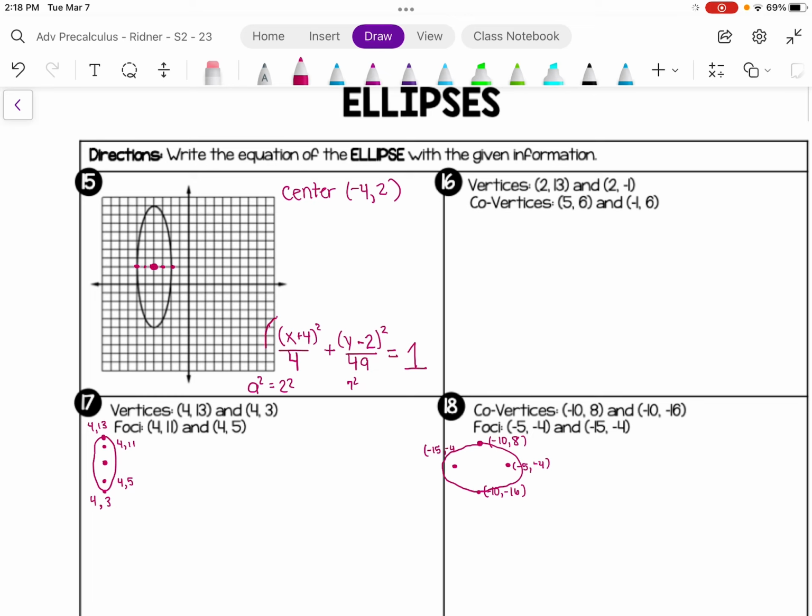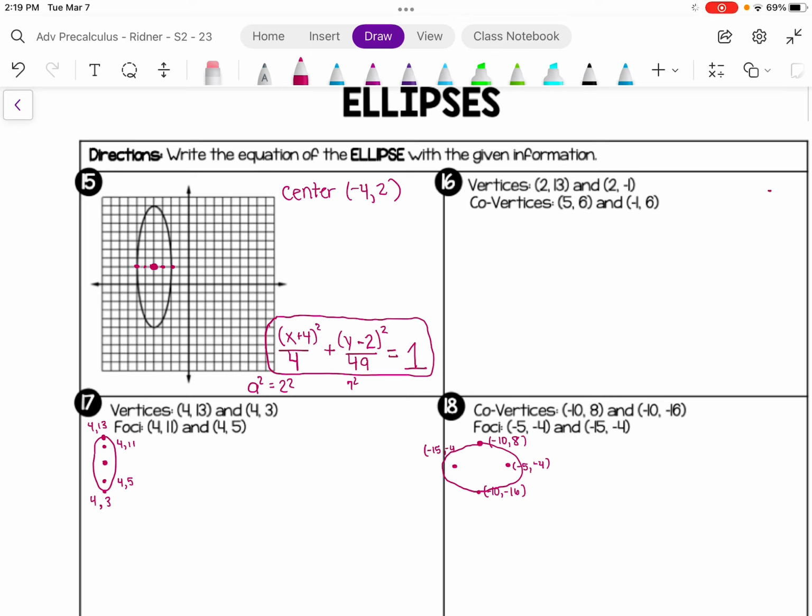And there's your equation. So looking at a graph is always the easiest. Look at the graph, write the equation, always the easiest. Okay. So vertices and co-vertices, same idea, honestly. I would always give myself a little graph, look at a graph, okay? If you can visualize it, so let's practice.